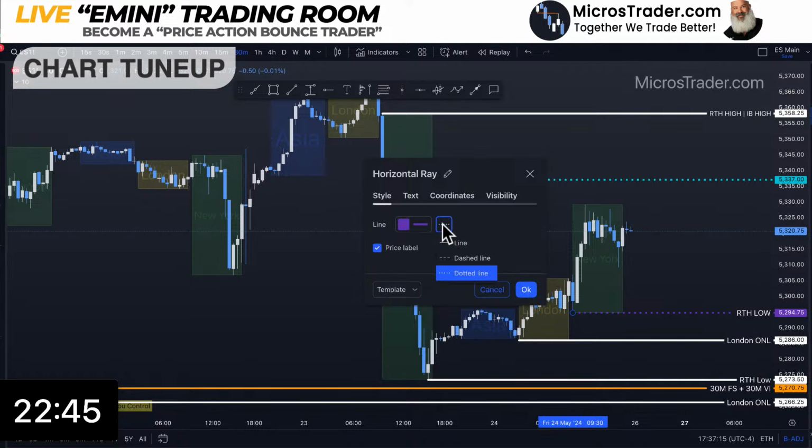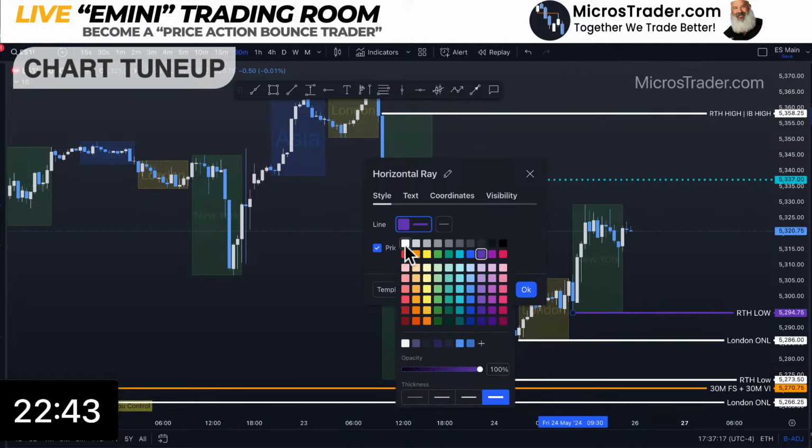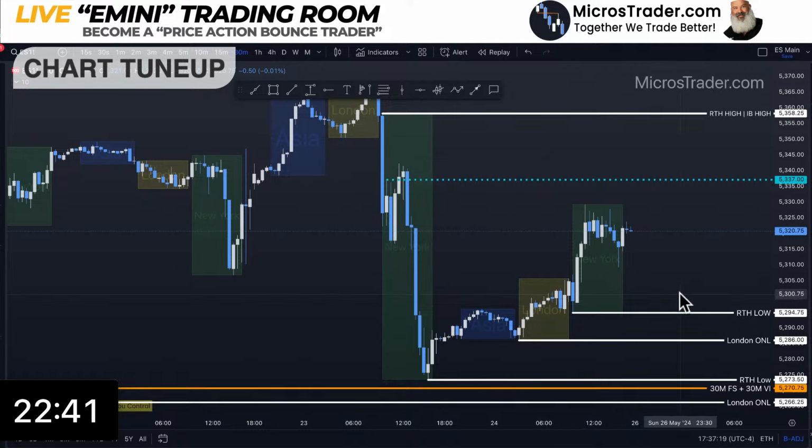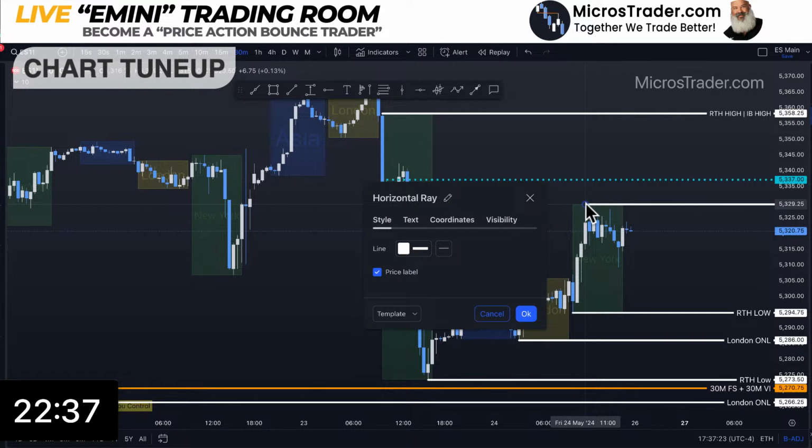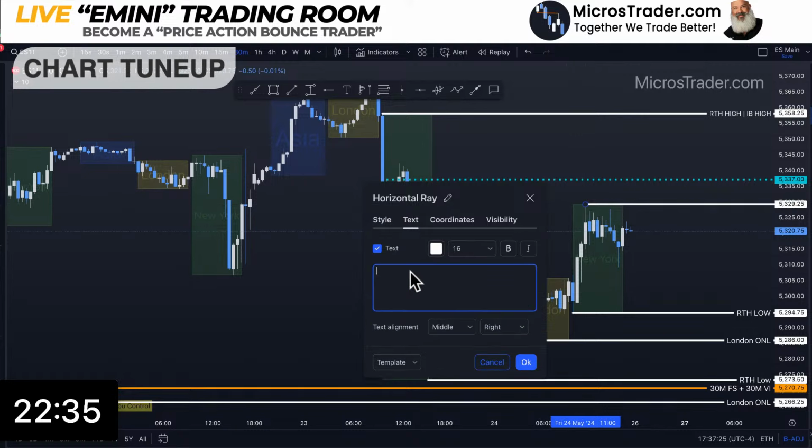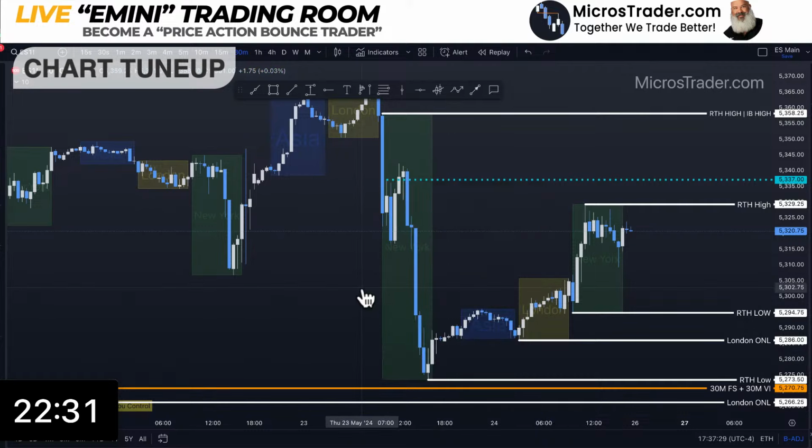Why do we want to mark those separately? Because that's where the volume was. That's where the volume was. And that's where we deserve to mark it. So this is RTH high. And in fact, let's stop right here for a second.